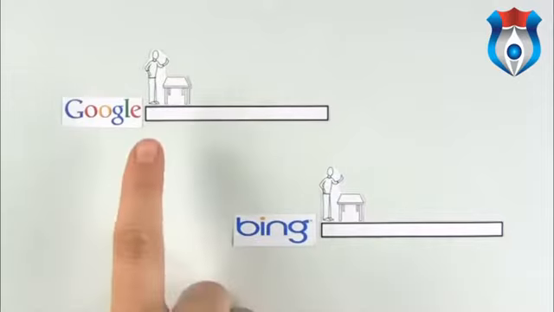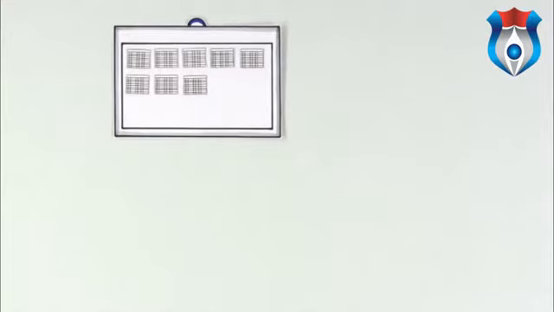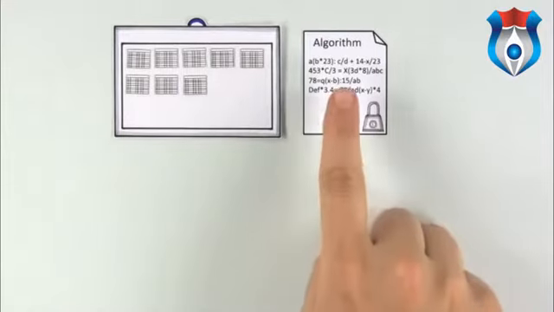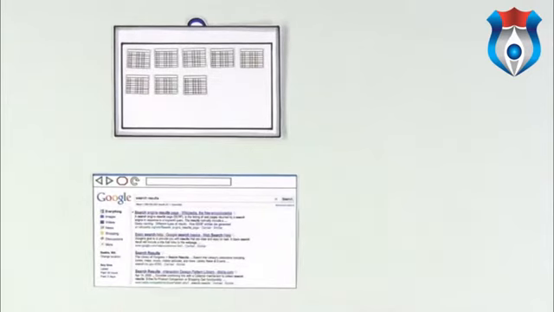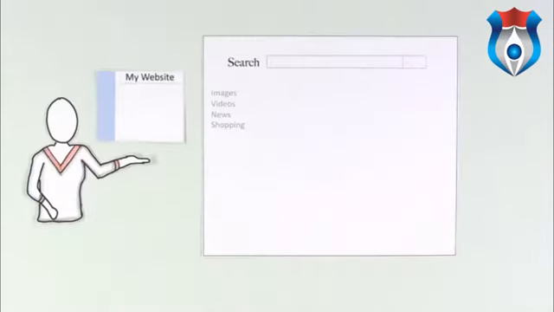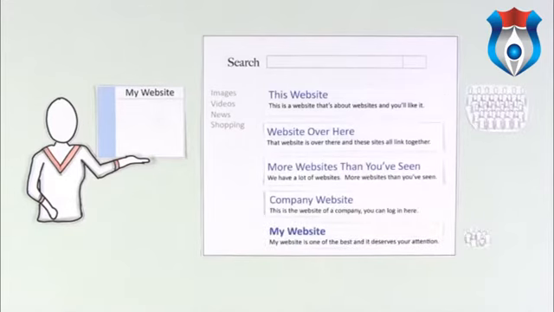Search engines like Google and Bing are the librarians of the internet. Their systems collect information about every page on the web so they can help people find exactly what they're looking for. And every search engine has a secret recipe called an algorithm for turning all that information into useful search results. Now, if you own a website, search results matter.